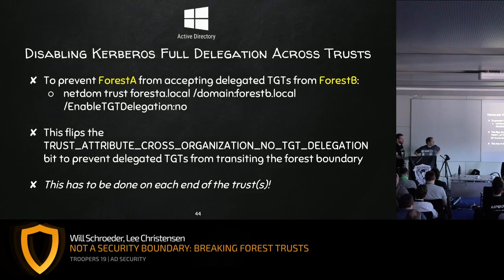And then another thing that you can do is to just disable TGT delegation across the trust. So since 2012 R2, there's been a feature on the trusted domain objects called Enable TGT Delegation. And you can disable that so that delegation cannot occur across those trusts. So this just flips a bit on that trusted domain object. One key here is that this needs to be done on each end of the trust, because if you only do this on A, then you can still compromise in the other direction.